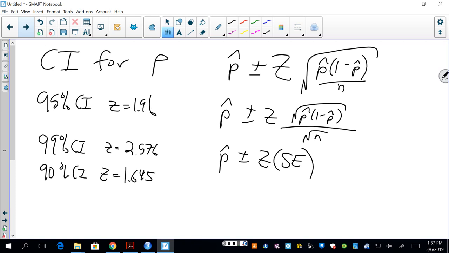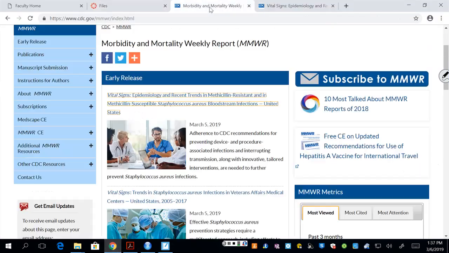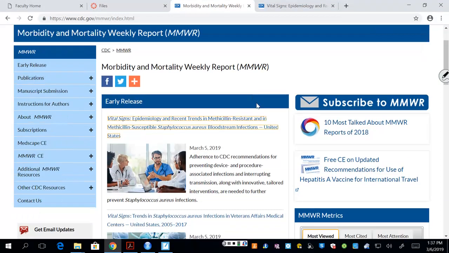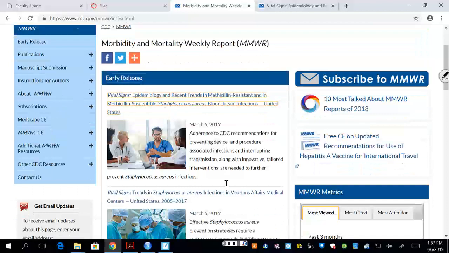Let's use, so I posted an article. I was looking for a current example, and one place that's interesting to look at is the CDC's Morbidity and Mortality Weekly Reports. Weekly reports on things that are affecting national health and well-being. The one I looked at was this one on MRSA.